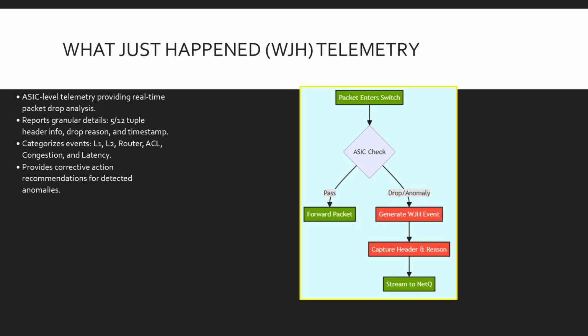One of the standout features of Spectrum networking is What Just Happened, or WJH. Traditional counters might tell you that packets are dropping, but WJH tells you why, when, and where. This is ASIC-level telemetry that analyzes packets at line rate.